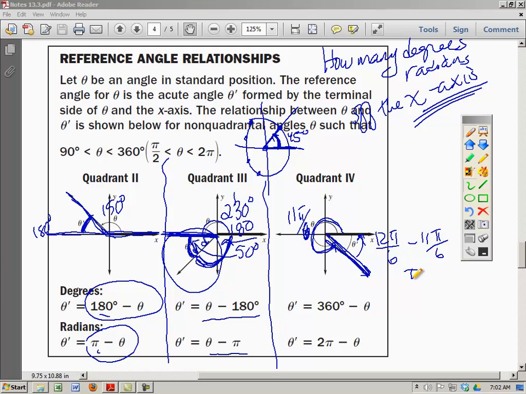So that becomes simply pi over 6. So that says I'm pi over 6 radians away from the x-axis. Okay, if you want to do that with angles, that's the same thing as 330 degrees. And 330 degrees is 30 degrees off the x-axis. And if you look at your unit circle, guys, you should find out that pi over 6 and 30 degrees are the exact same thing.